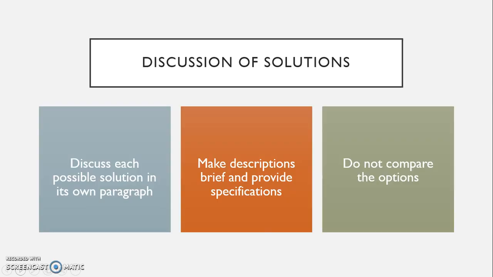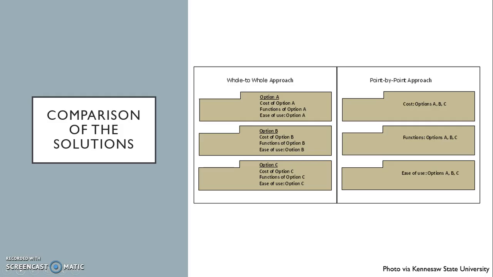Next is the discussion of the solutions. This is just going to be discussing each possible solution in its own paragraph. You're going to want to make them brief and just provide specifications about each solution. You're not doing any comparisons yet, you're simply just outlining the solutions that you're about to compare.